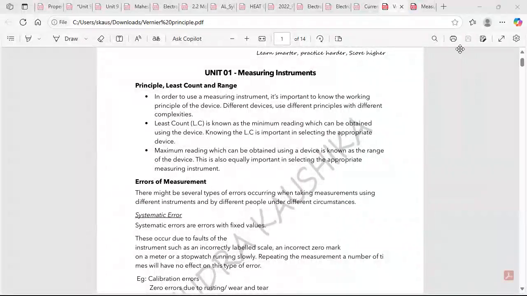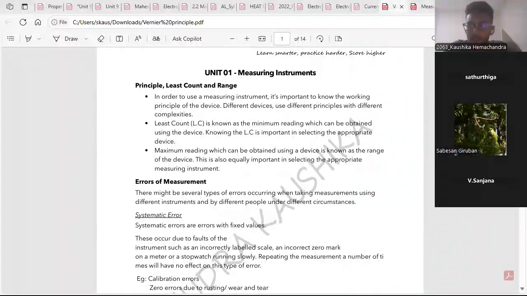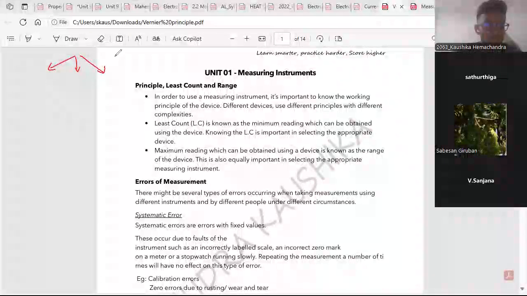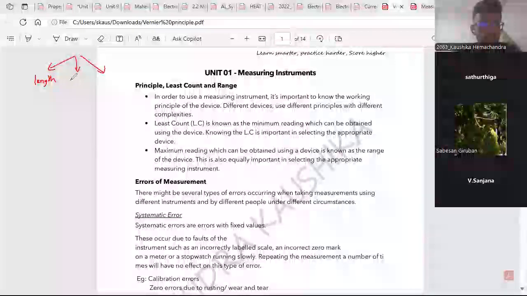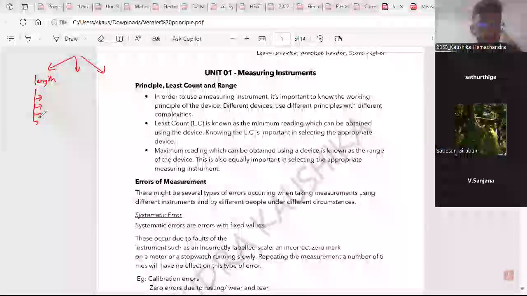Right. So coming into measuring instruments, there are four instruments that we have to learn about, mainly. Not just four, but there are many. Okay. So we can divide them based on what they measure first. This is just an overview of this part. So we are learning about length measuring instruments, the instruments that measure length. Those are mainly, we have four types.